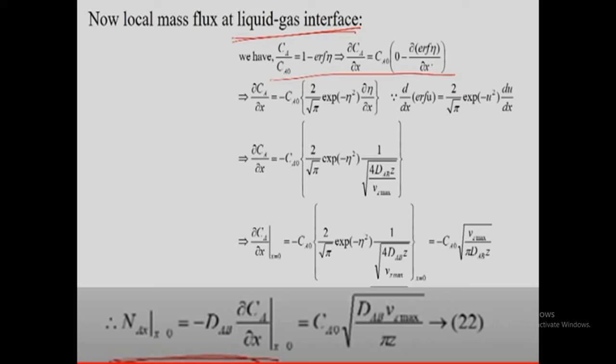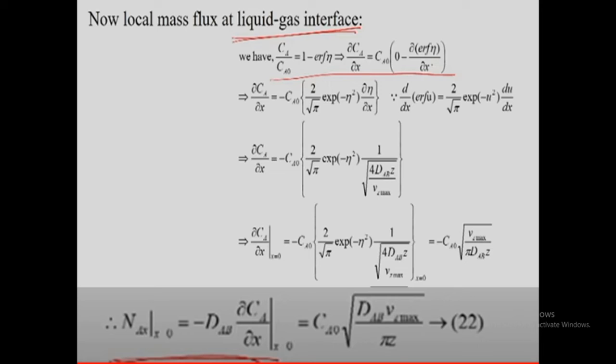Okay. Yes. Dou CA by dou x is equal to minus CA naught into dou of ERF eta by dou x, which is a mathematical function. What is this formula? You refer to this formula from mathematics: d by dx of ERF u is equal to 2 by root pi exponential of minus u squared du by dx. This is the general equation. In our case, instead of u we have eta. So what is the expression? 2 by root pi exponential of minus eta squared dou eta by dou x. Are you clear or not?